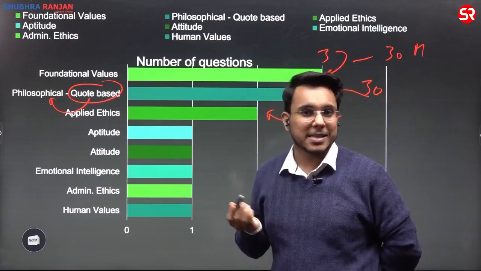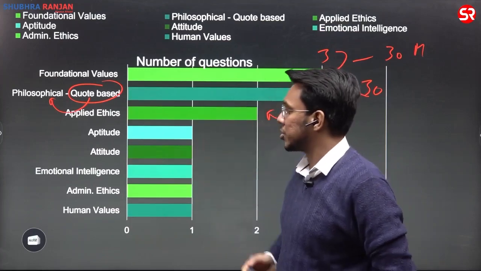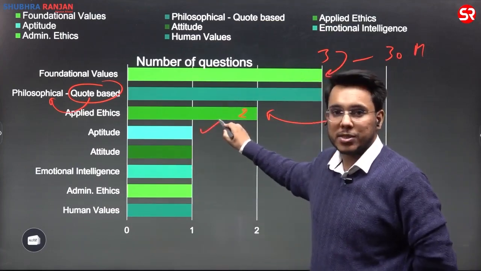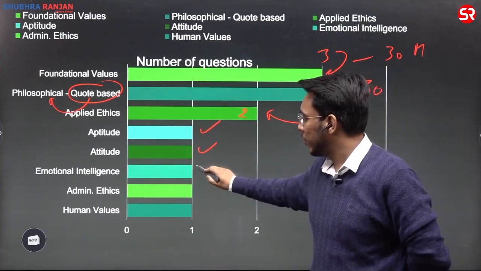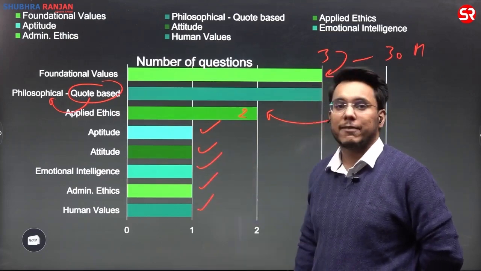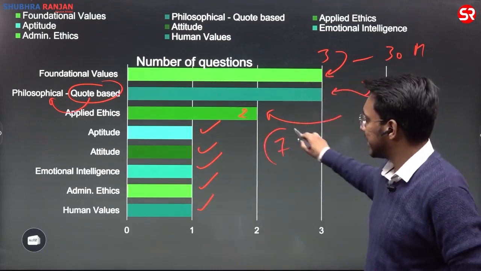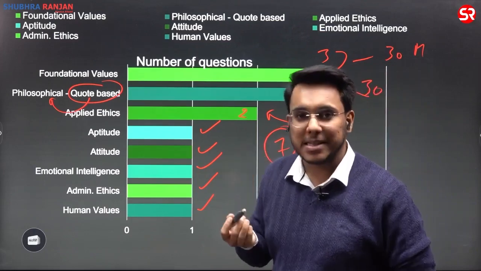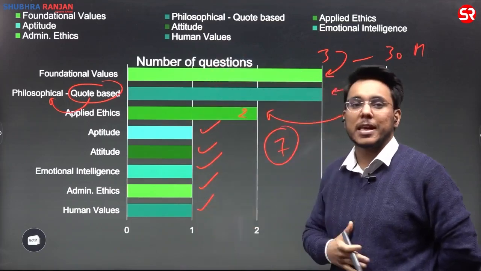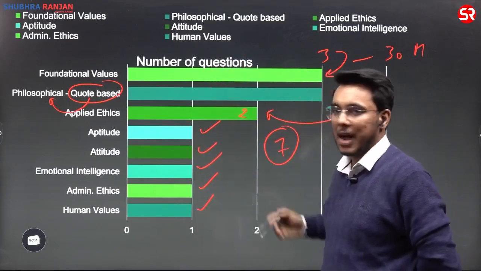So from the applied ethics that is contained in our GS, topic number 1. Fine, from there also questions have been asked. Here 2 questions were asked. Then 1 question from aptitude was asked, 1 question from attitude, 1 question from emotional intelligence, 1 question from administrative ethics, and 1 question from human values. So in total, there are 7 topics or 7 segments mentioned in our syllabus by the UPSC, and therefore the paper was fairly balanced. Almost from all the major themes, questions have been asked.